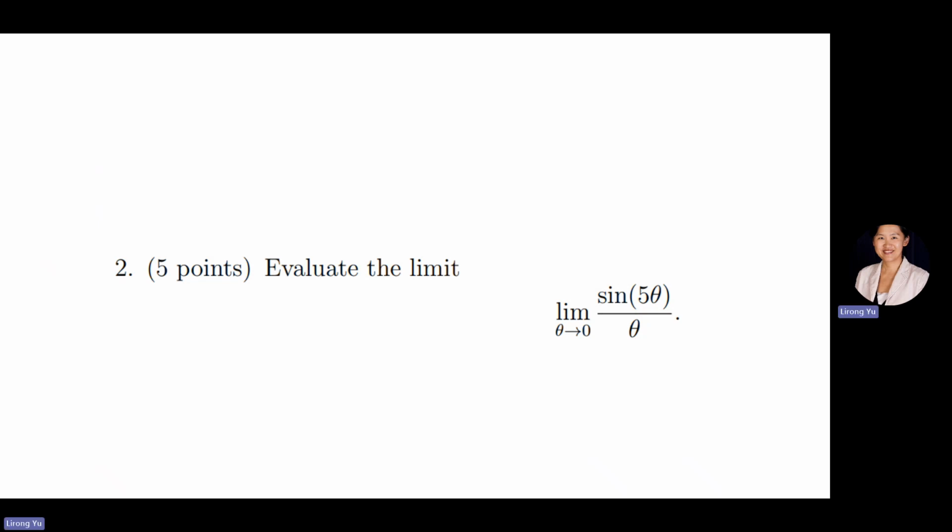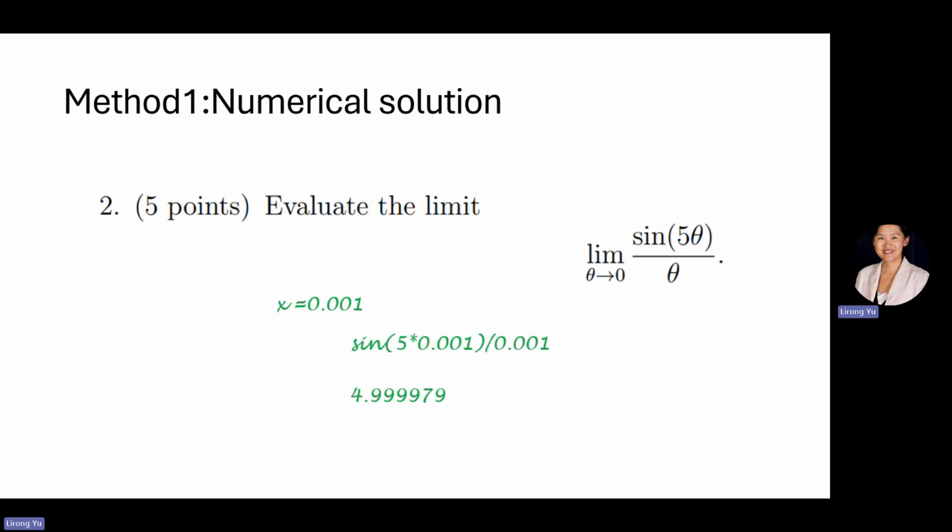The second question of the final exam involves trigonometry, the second example. So we want to find the limit of sine 5 theta over theta. For this calculation, you can think about those three methods for limit calculation and figure out which one is useful here. First, we can try the numerical solution.